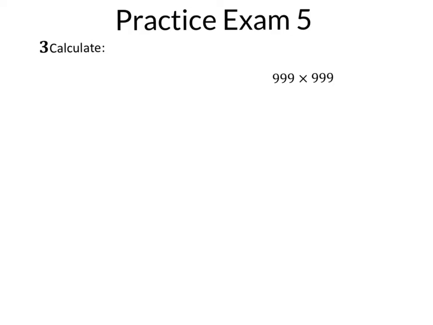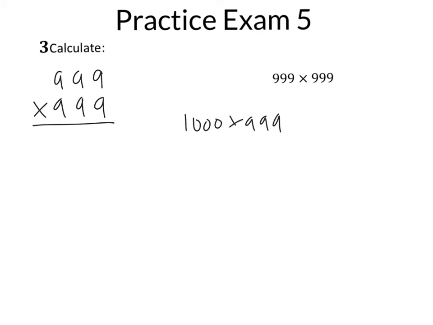To do this calculation here, we could do 999 multiplied by 999. It would work, but there's a lot of room to make mistakes. Instead, I'm going to look at 1000 times 999. I know the answer to that would be 999 with 3 zeros on it.